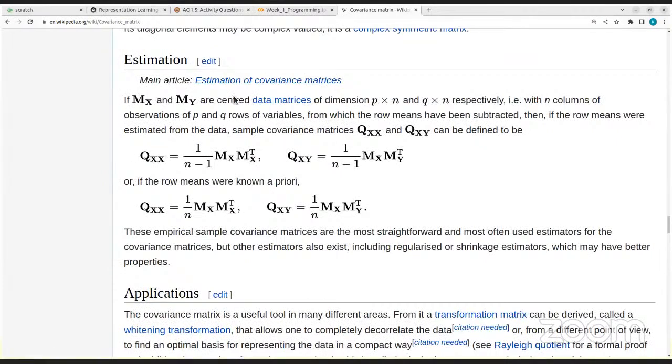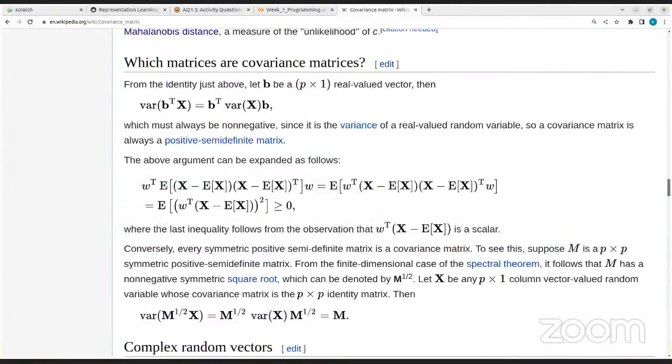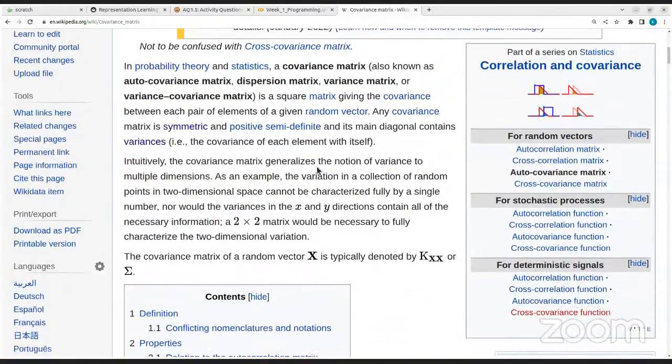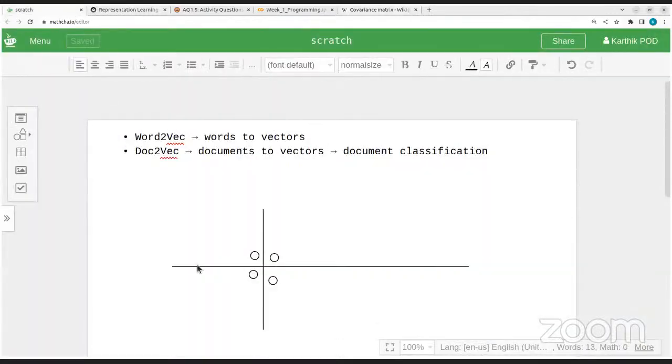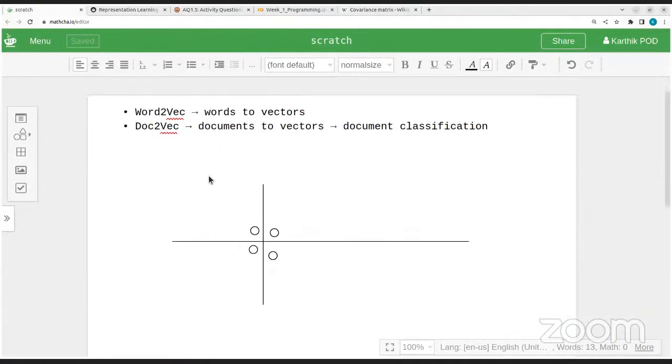You actually have the formula itself. Mx and My are centered. Then Mx transpose, of course with 1 by n here, or 1 by n minus 1. We don't need to worry about biased and unbiased estimates and all that. But this is by definition, okay? You don't need to worry too much about why it is like this. You know the formula for variance, right? It's an extension of the variance of a single variable to n variables.